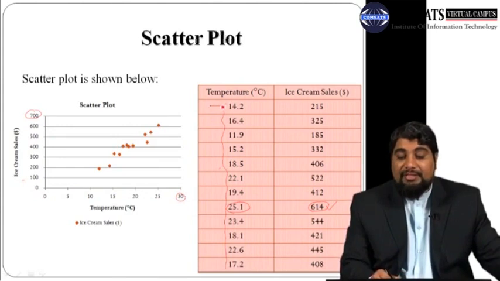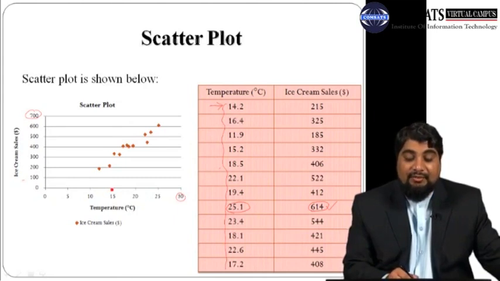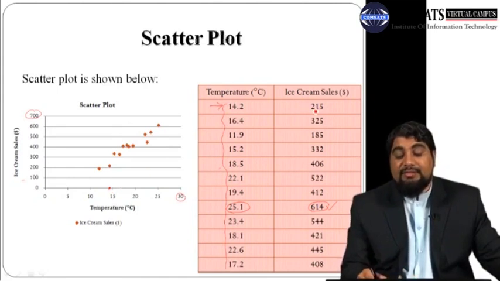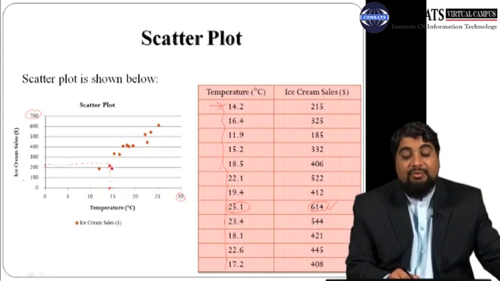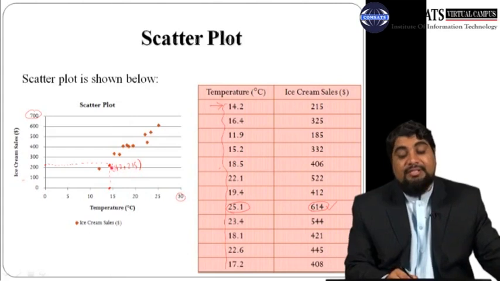So now just focus on the first point, which is 14.2. So here is around 14.2 along the x-axis. Just make a dot here, and sales 215. So locate 215 on the y-axis. It is around here. Now connect these two dots, x and y-axis. So here is the point where temperature is 14.2 and ice cream sale is 215. This is our dot which represents 14.2 along the x-axis and 215 along the y-axis. So this is the point.